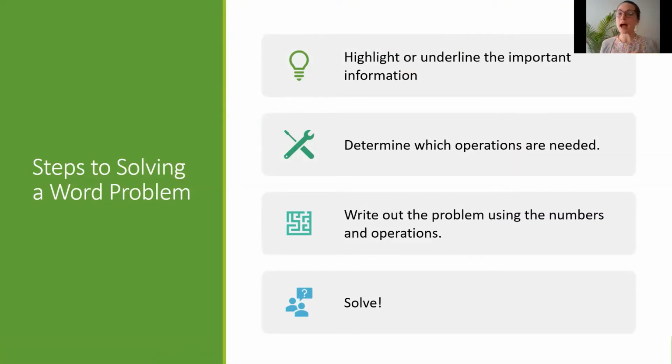So first you want to highlight, underline, or just identify what the important information is in the word problem. What are the numbers? What do they want you to find? Then you need to determine what operations are needed. Are we going to add, subtract, multiply, divide? We're going to write that out then using the numbers and the operations, and then we will solve.